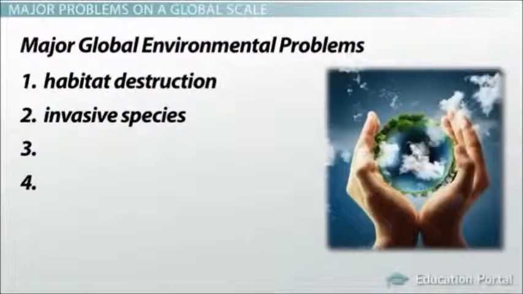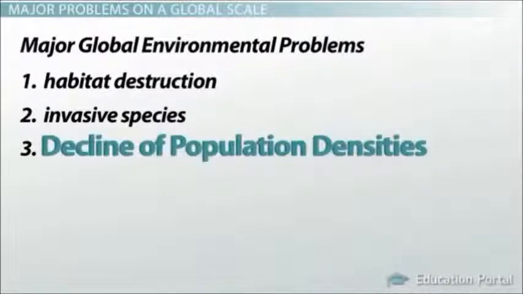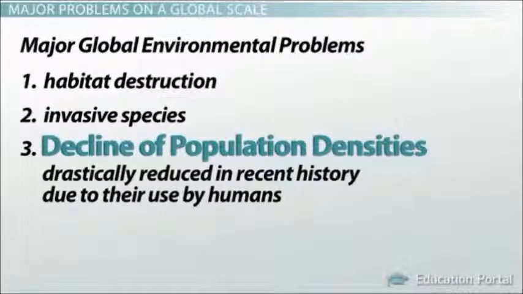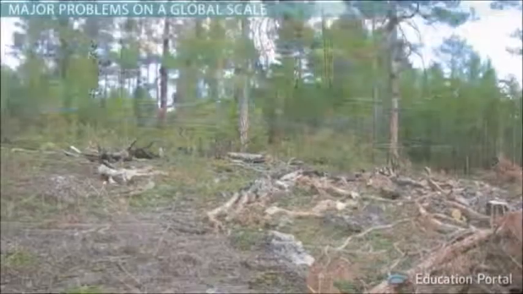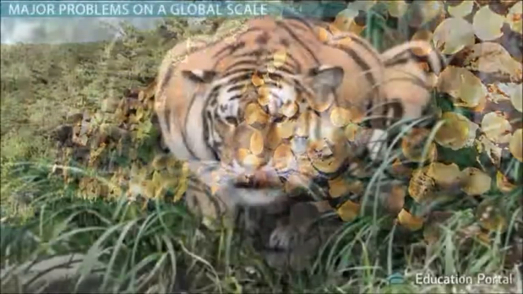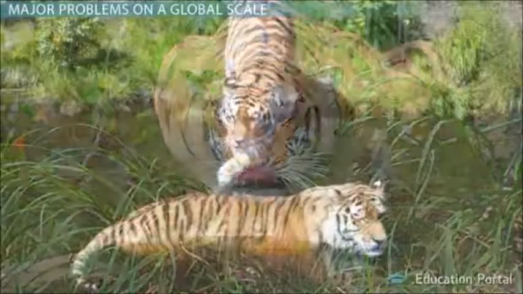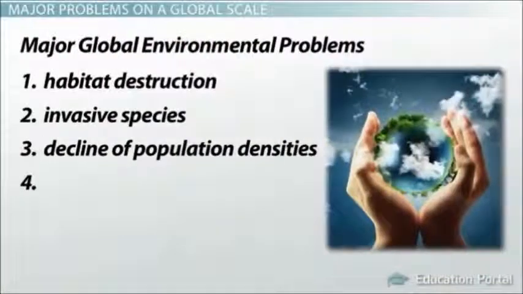The third major environmental problem is the decline of population densities. Populations of many species have been drastically reduced in recent history due to their use by humans. Some species of trees have been over-harvested for timber, and the populations are now rare and near extinction. This has also happened with animals that have been heavily hunted for food, medicinal properties, and sale, such as tigers and whales.